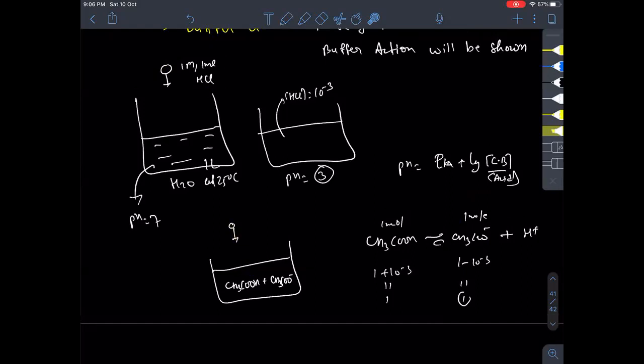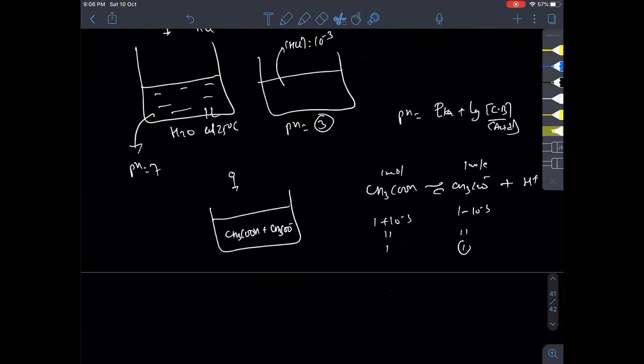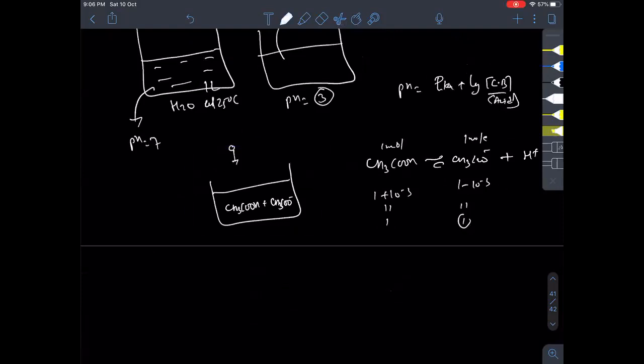Then does it mean that it will never change? No. If you add, suppose, 0.5 mole of HCl, then it will make a change, because it will be 1 minus 0.5, simply 0.5, and this side it will be 1.5. Then the ratio changes. So what is buffer action? What is the role of a buffer? The role of a buffer is to resist the change in pH. This is a very important property of a buffer. It resists change in pH.